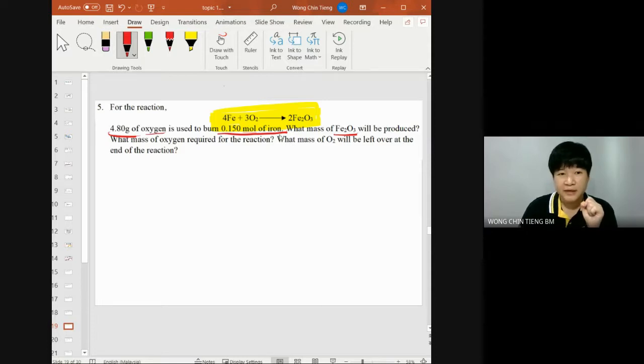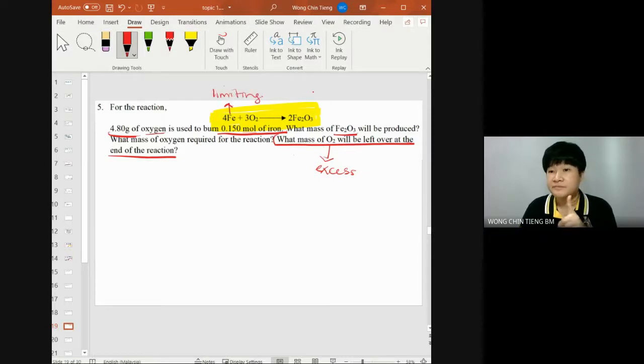Kenapa saya kata tak payah kira? Read the question until the end. What is the mass of O2 will be left over at the end of the reaction? In the other words, O2 mesti excess. Dan kalau O2 adalah excess, Fe straight away adalah limiting. Agree? Kalau Fe straight away limiting, kita boleh guna dia terus untuk cari produk.